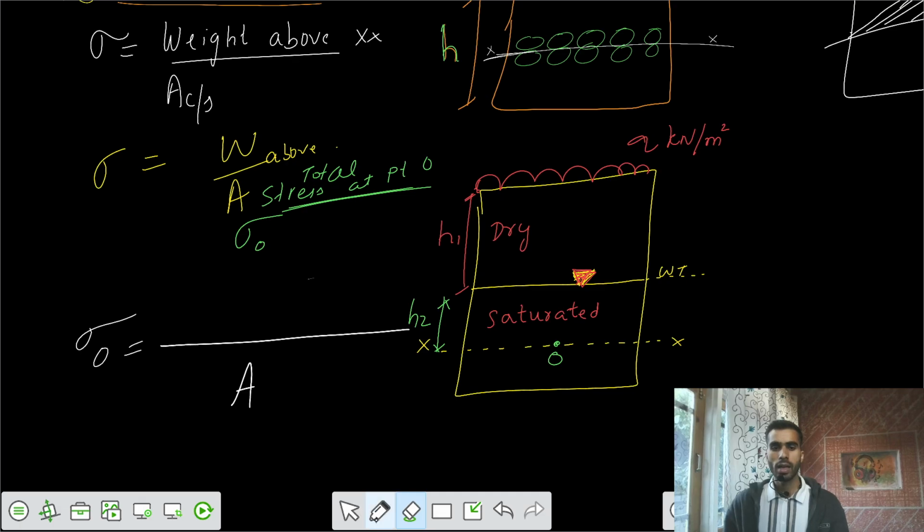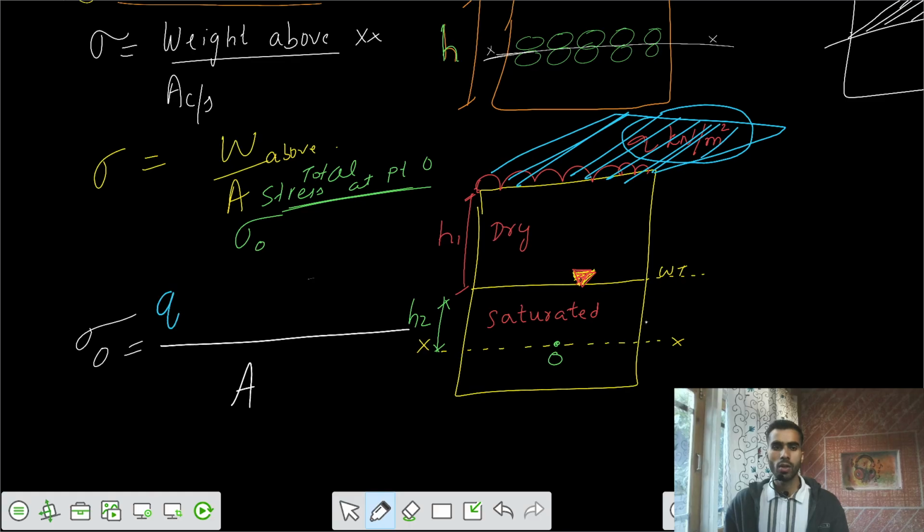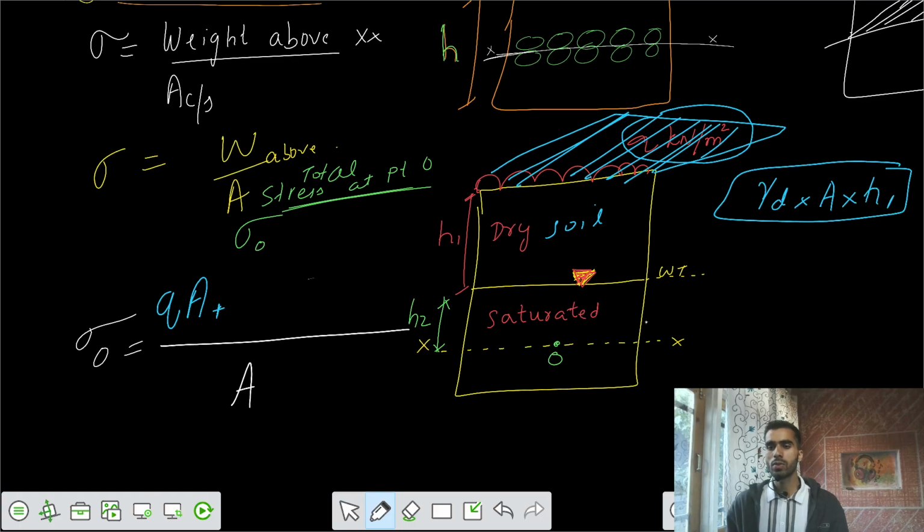For the weight above that cross section, let's say that a surcharge q kilonewton per meter square is acting over an area of cross section A, such that the total force of q into A is there because of that surcharge, plus there's some dry unit weight because of this dry soil, with the area of the cross section and this height of H1. So this is the total force.